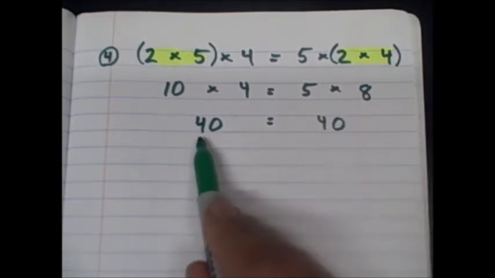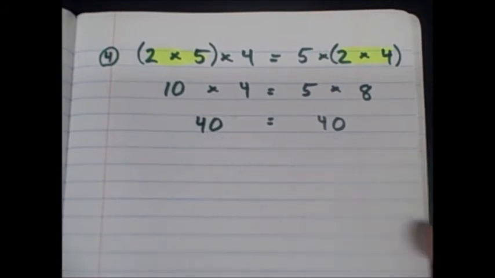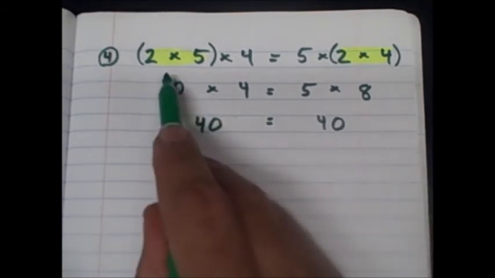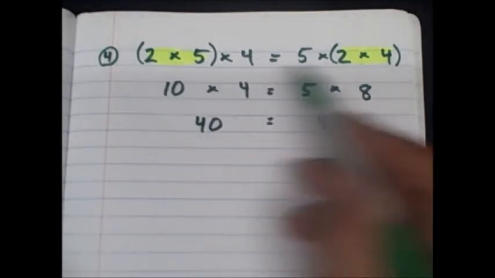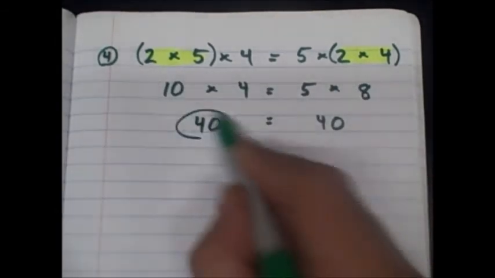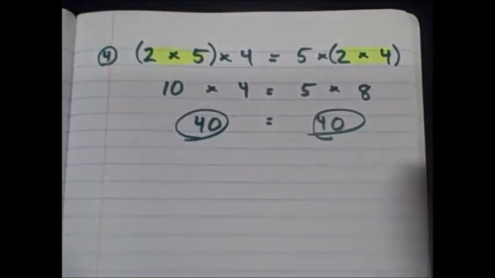So because here at the bottom we have 40 equaling 40, we know that with the associative property of multiplication, we were able to group differently. But we wind up with the same product at the end.